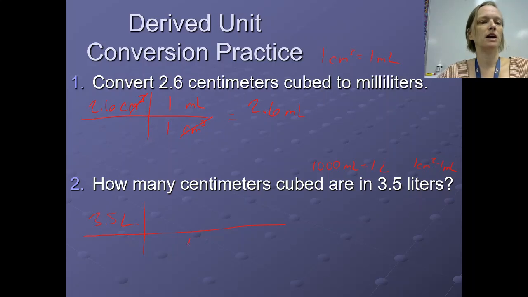So I want to get rid of liters and convert to milliliters. 1 liter down below, 1,000 milliliters up top. Okay, so I've gotten rid of my liters and now I have milliliters. But I don't want milliliters as my answer, so I need to get rid of milliliters again and bring in the cubic centimeters that I want for my final answer. Get rid of 1 milliliter, bring in 1 cubic centimeter. Those milliliters cancel out. I'm going to have just cubic centimeters in my final answer, and I will end up with 3,500 cubic centimeters as my answer.